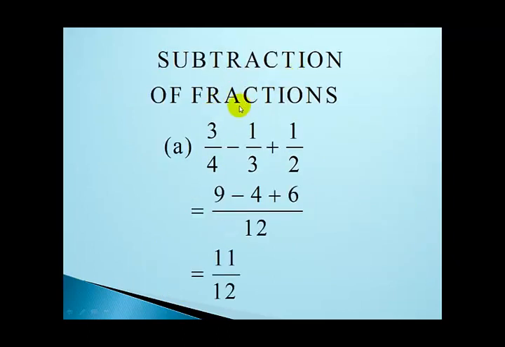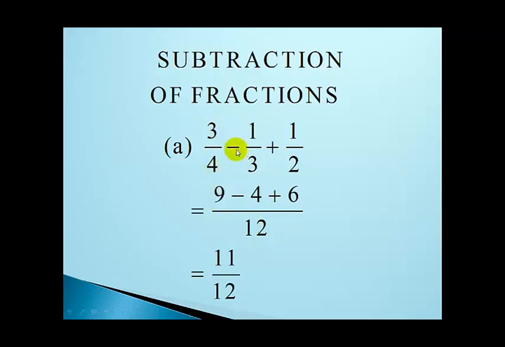Subtraction of fractions. We have 3/4 minus 1/3 plus 1/2. Here we have subtraction and addition. Now it goes the same way. We have to find the LCM. So the LCM of 4, 3, and 2 is 12. Now 4 goes into 12 3 times. Then we multiply the 3 by the numerator 3, and the result is 9.